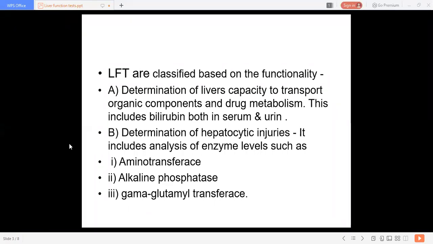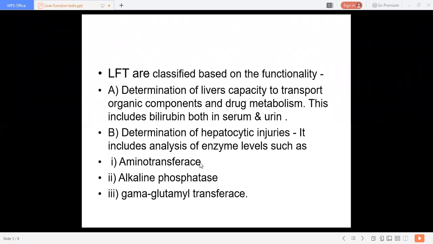So the first enzyme we talked about, which determines the hepatocytic injury, is alkaline phosphatase. Then second, the aminotransferase. About aminotransferase, there are two parts included with this aminotransferase in the liver function test.